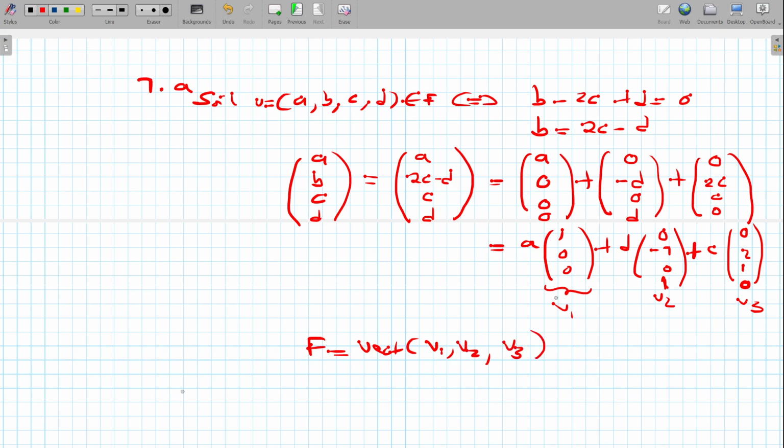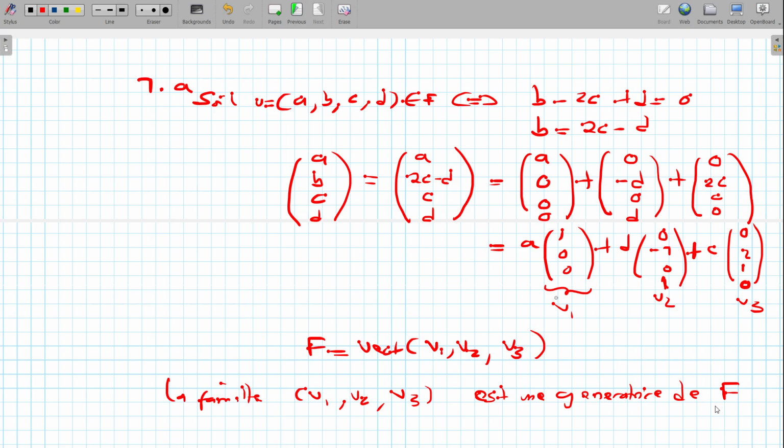In other words, we are saying la famille v1, v2, v3 est une famille génératrice. Est une famille génératrice de quel espace? Est une famille génératrice de F. Mais est-ce que c'est une base?